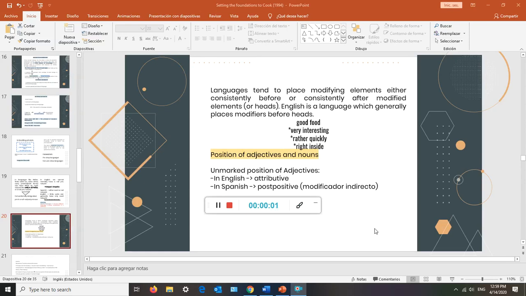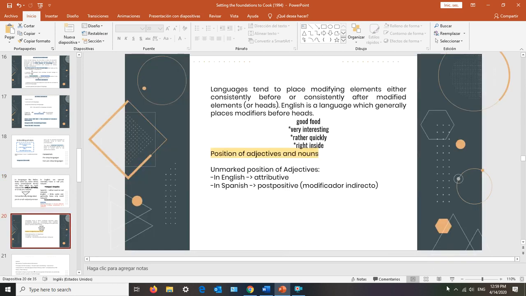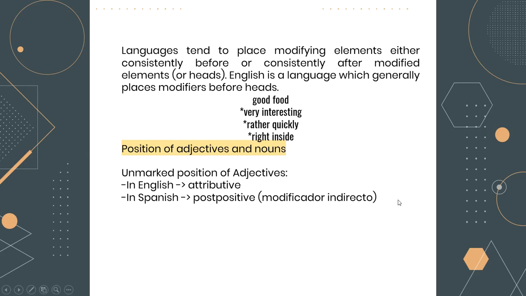So picking up from where I left off in my third video, this fourth video then gets back to the idea of languages tending to use specific arrangements of constituents in their most frequent, canonical, unmarked sentences. So this is what the next slide says. Languages tend to place modifying elements, in this case, either consistently before or consistently after modified elements or heads.